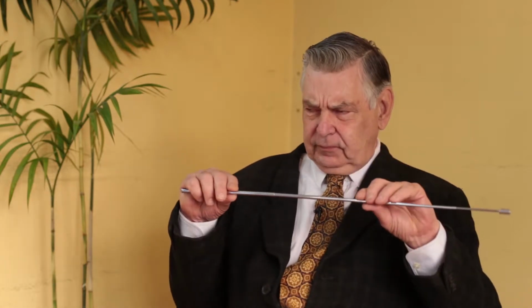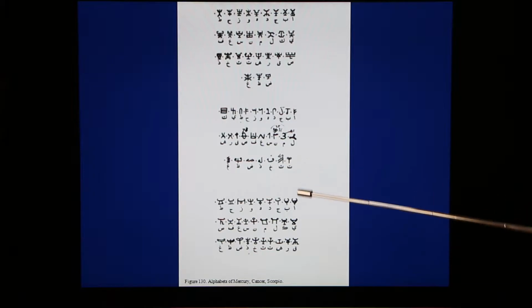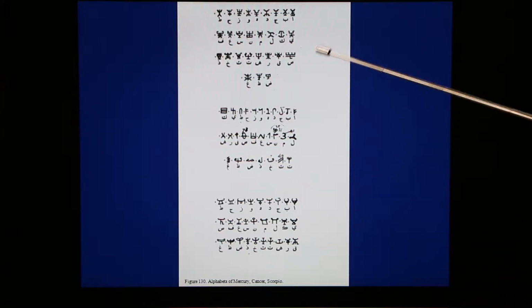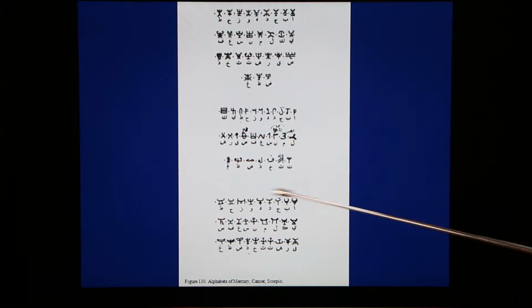The ancient Egyptians, as I told you, had a special alphabet for each of the zodiac signs and for each of the planets. So these are the planets of Mercury, Cancer, and Scorpio. And you see the signs, and then below the Arabic letters corresponding to each.